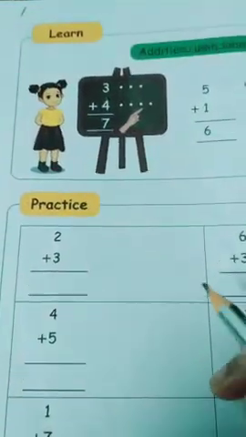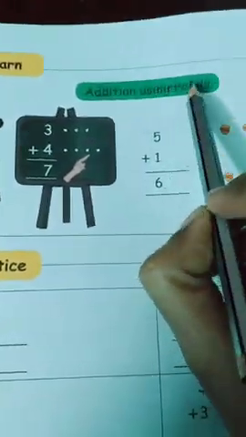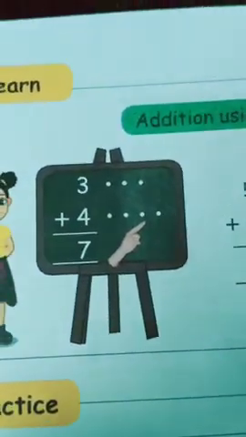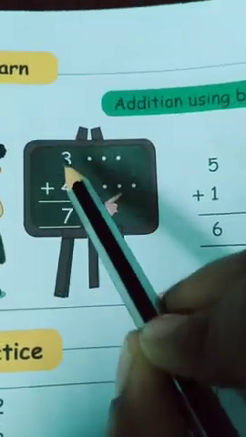Welcome students. Now we are going to see page number 36, addition using beads. Here they are giving some example sums. 3 plus 4.